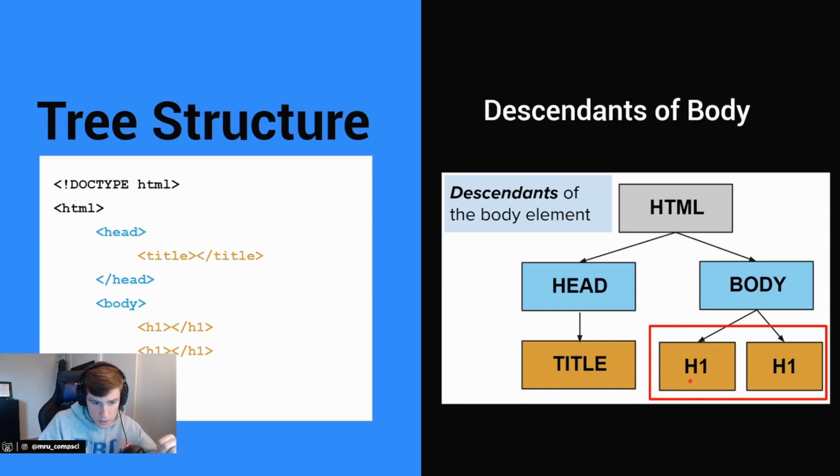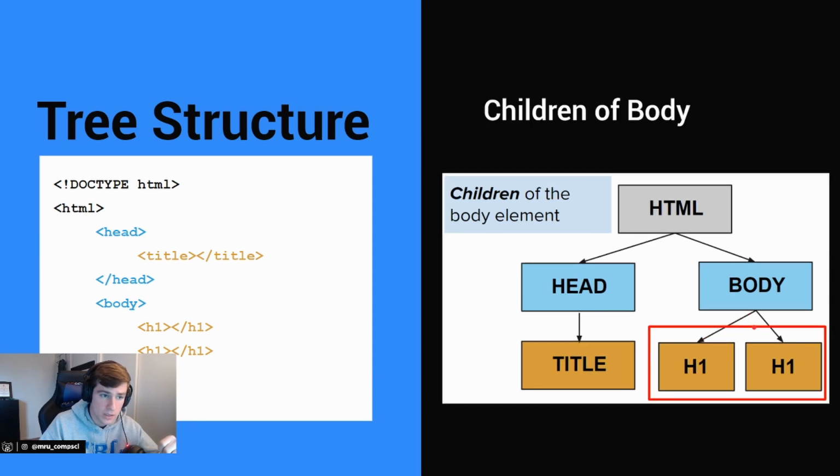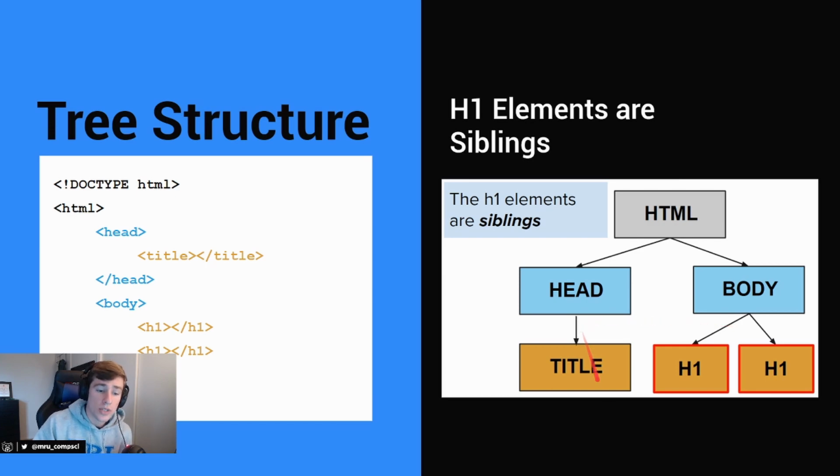Our two h1s are the descendants of body. They are right inside of it. They are also the children of body. So multiple things can be descendants, but children are just one level below, right? Just like grandchildren are two levels below, they're still descendants, but they're not children. So these h1 elements are siblings, because they're on the same level and have the same parent.